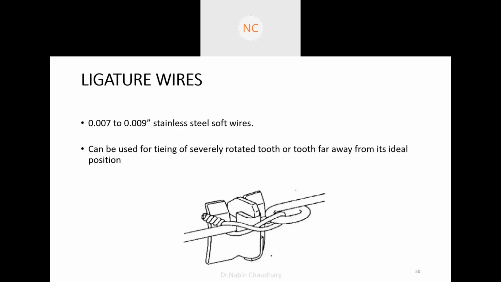So this is the ligature wire, and it has a dimension of 0.0072 to 0.009 inch stainless steel soft wires. The ligature wire can be used for the tying of the arch wire to the bracket, and it can also be used for the tying of the severely rotated tooth, or when the tooth is placed far away from the ideal position.